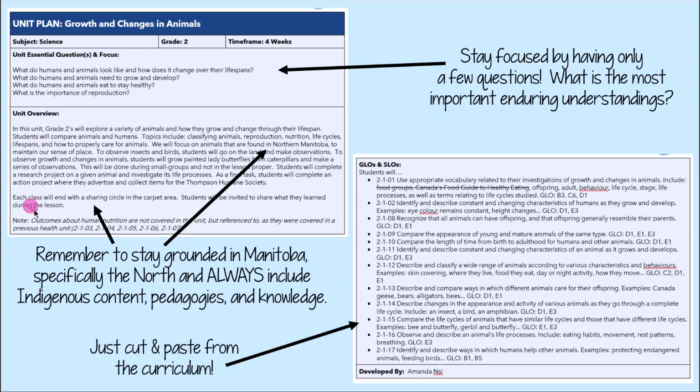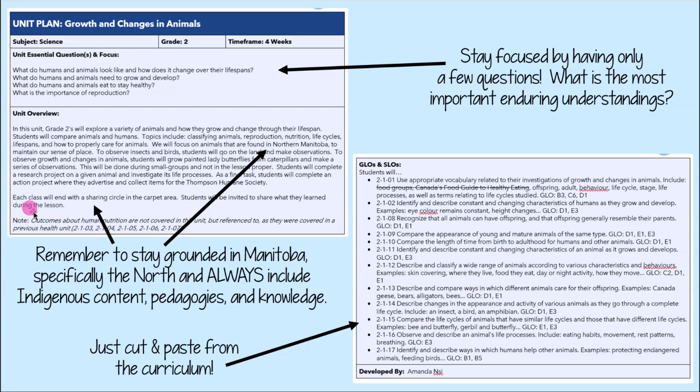So I'm going to read through this. You can fast forward if you don't want to hear me reading. But in this unit, grade 2s will explore a variety of animals and how they grow and change through their lifespan. Students will compare animals and humans. Topics include classifying animals, reproduction, nutrition, life cycles, lifespans, and how to properly care for animals. We will focus on animals that are found in northern Manitoba to maintain our sense of place.